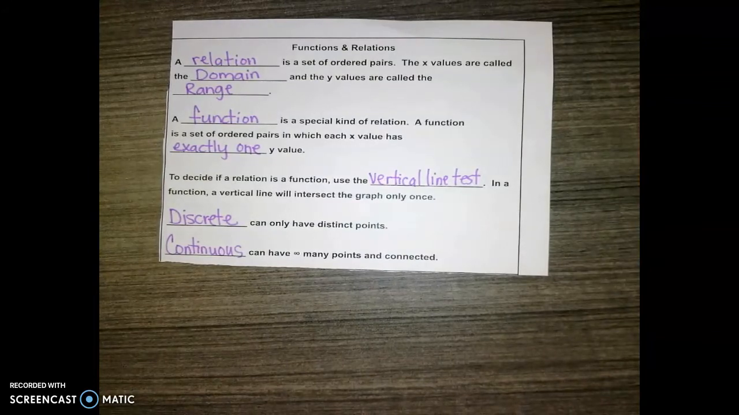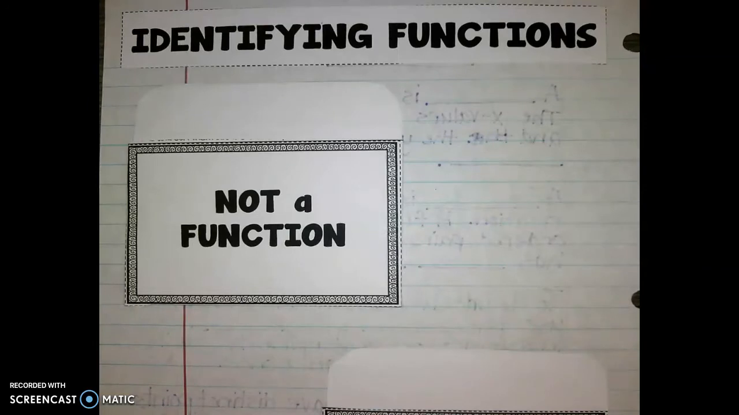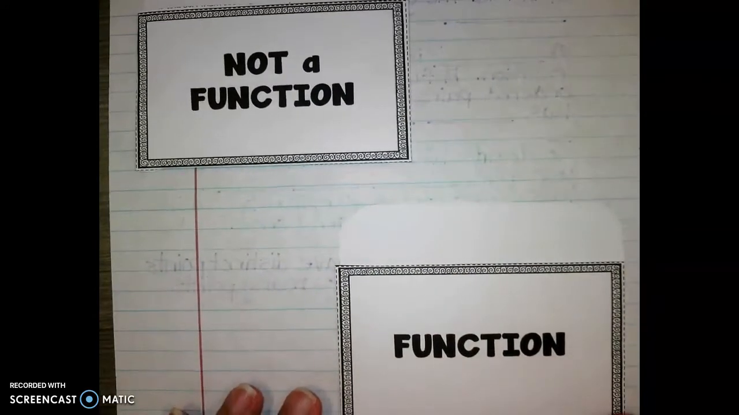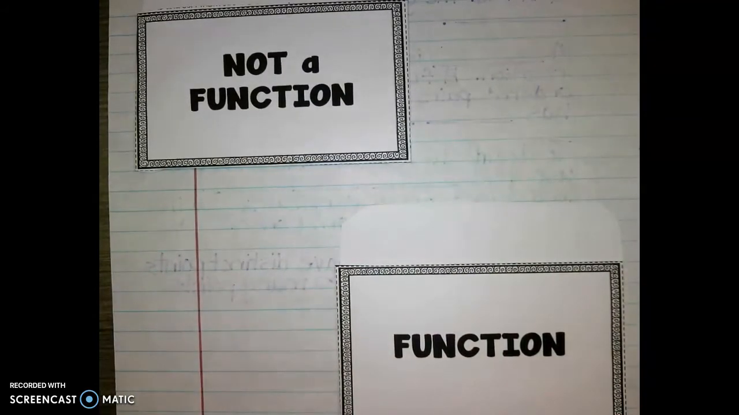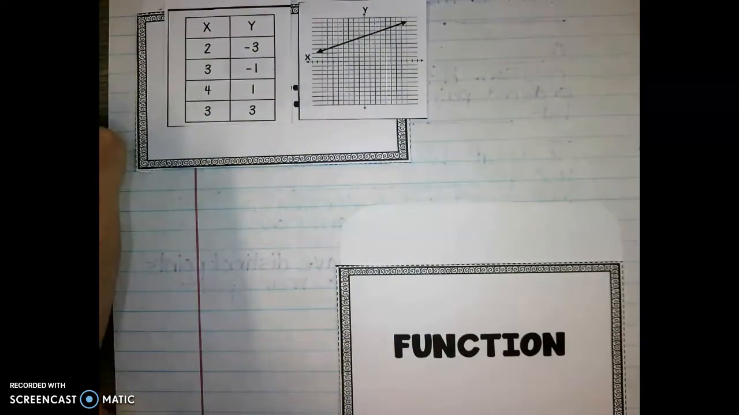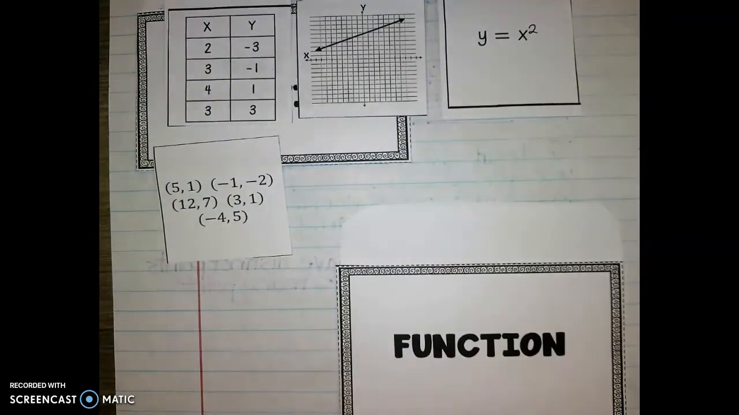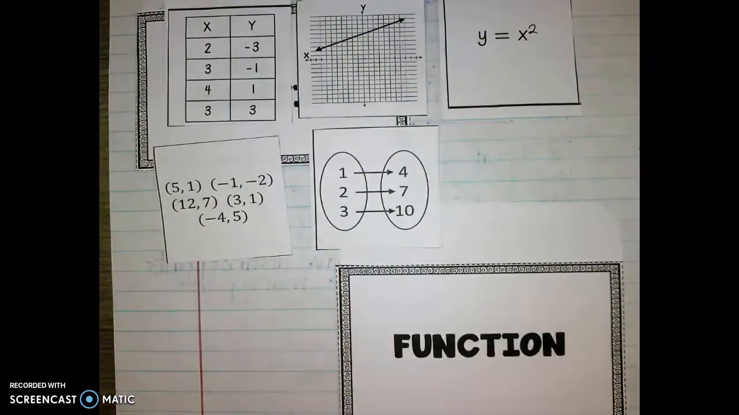Okay, then what we did was we had a card sort. So we had identifying functions. And we had cards that were not a function and cards that were a function. So you were to take a card and tell me whether or not the card represented a function or not a function. It could be represented as a table, a graph, an equation, an ordered pair, or a mapping.